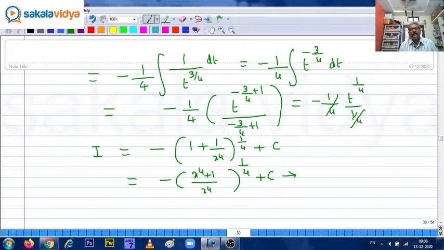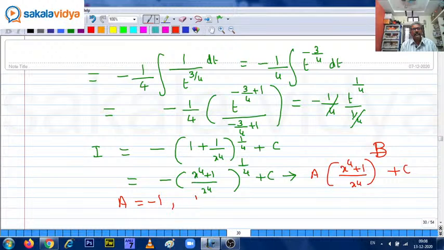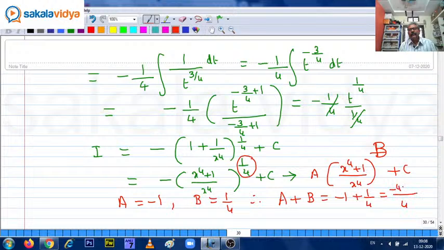What is given? The given one is a times (x to the power of 4 plus 1 upon x to the power of 4) whole to the power of 1 by 4, plus c. Comparing, what do you get? a stands for minus 1, b stands for 1 upon 4. We are asked a plus b. So minus 1 plus 1 upon 4, taking the LCM 4, is minus 4 plus 1, so minus 3 upon 4 is the desired answer.